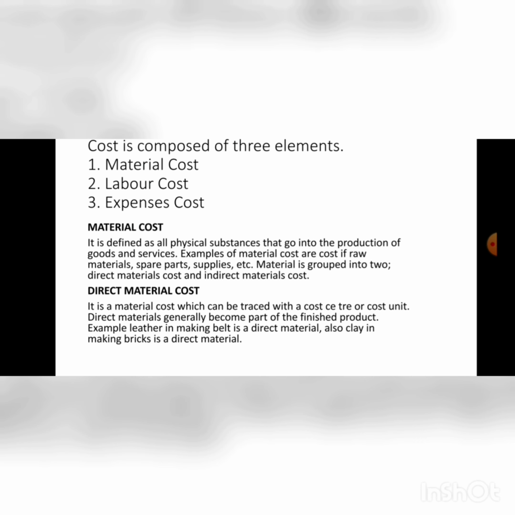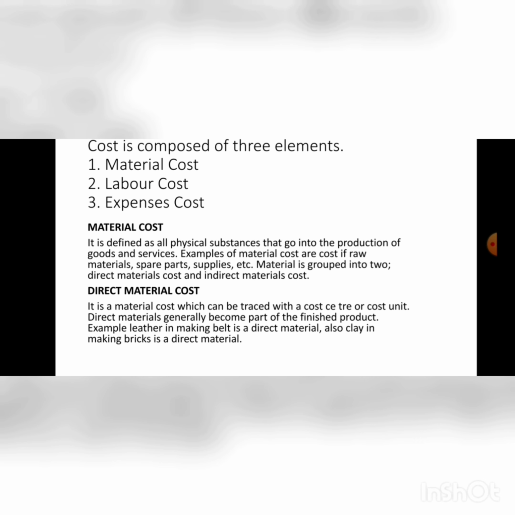Material cost is defined as all physical substances that go into the production of goods and services. Examples of material cost are cost of raw materials, spare parts, and supplies.